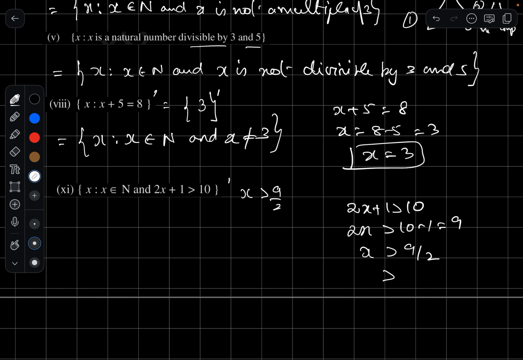What is the complement of greater than? It is going to be less than or equal to. Since here you don't have equal to, you put the equal to sign here. So you will get the answer again in set notation, x such that x belongs to N and x is less than or equal to 9 by 2.